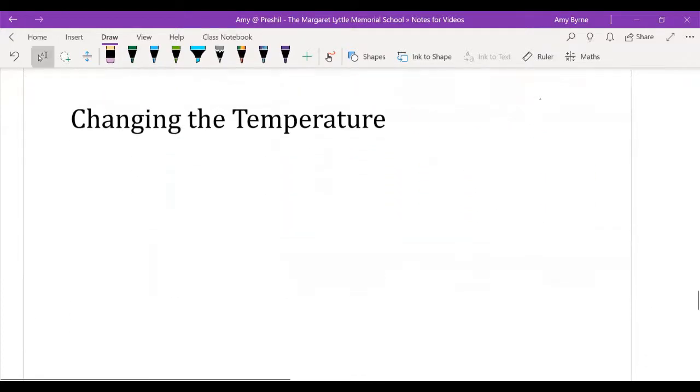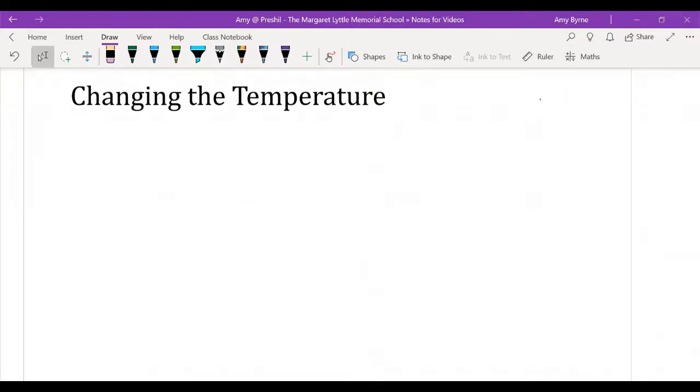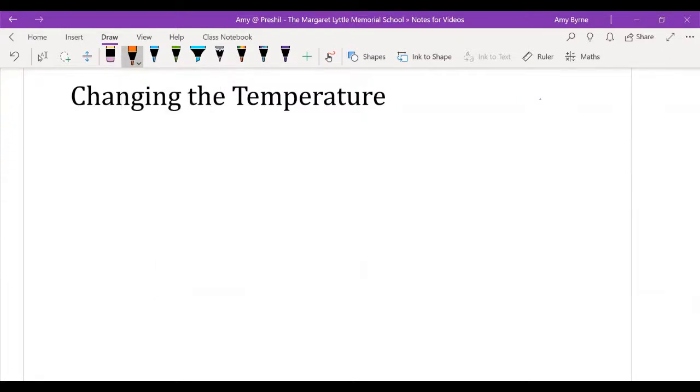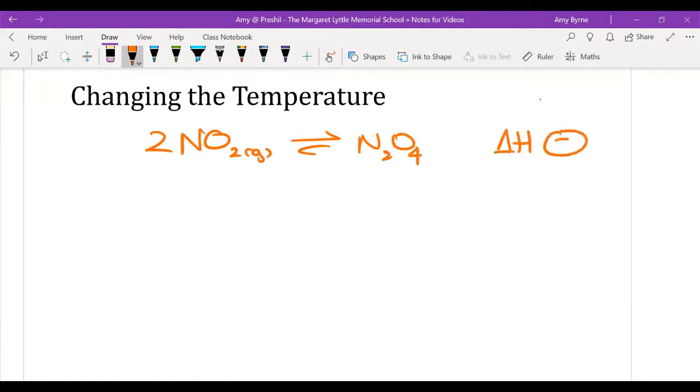Okay, let's now talk about changing the temperature. And changing the temperature depends on whether you're dealing with an exo or an endothermic reaction. So let's start by looking at an exo. So if I have 2NO2 gas in a container with N2O4, the delta H on this side is negative, so it's an exo. The way I introduce this is think about energy as being a product or reactant. So if this is exothermic, energy is a product in this reaction.